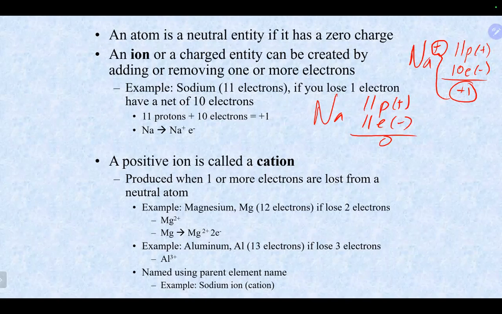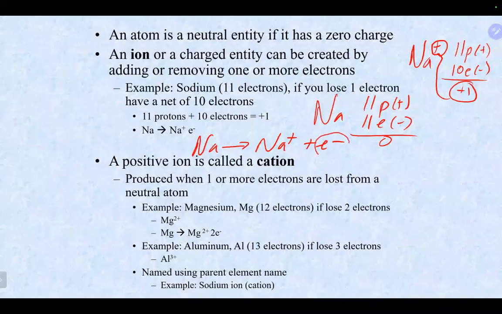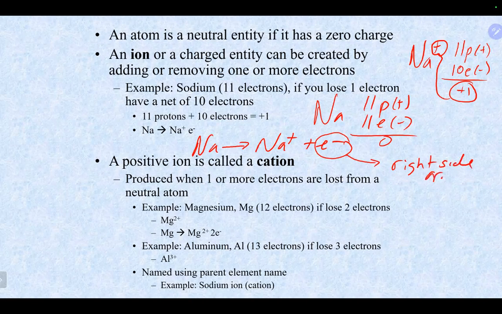One way we can write an equation to demonstrate losing electrons is like the equation we see here. We have our sodium that has no charge. It becomes sodium with a +1 charge and 1 electron comes off. When we see an electron on the right-hand side of the arrow, which is the product side, that indicates that this species is losing electrons, so it's being given off as a result of the reaction that's taking place.